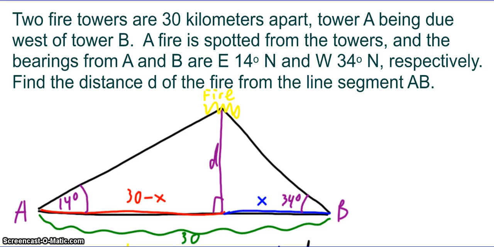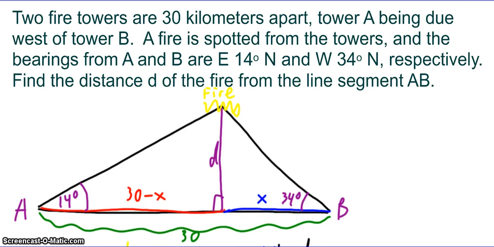Okay, so here two fire towers are 30 kilometers apart, Tower A being due west of Tower B. A fire is spotted from the towers, and the bearings from A and B are east 14 degrees north and west 34 degrees north respectively. Find the distance D of the fire from the line segment AB.